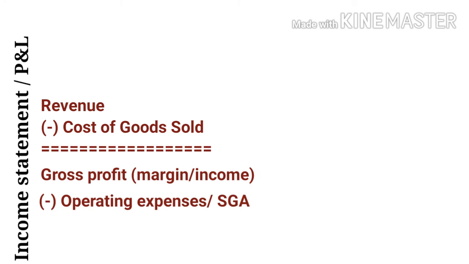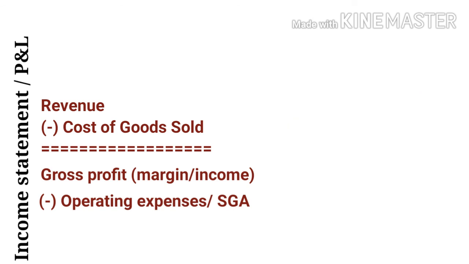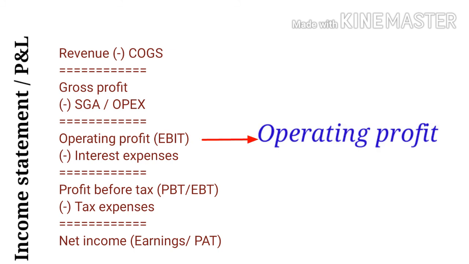Costs that are not linked to the production or the selling process are not accounted for here. Similarly, costs that are part of research and development do not come under general and administrative expenses. Deducting operating expenses from gross profit would give you operating income, also known as operating profit or earnings before interest and tax, in short EBIT.